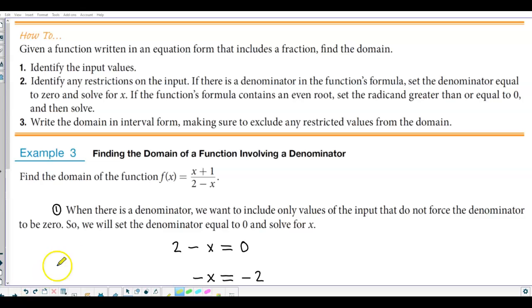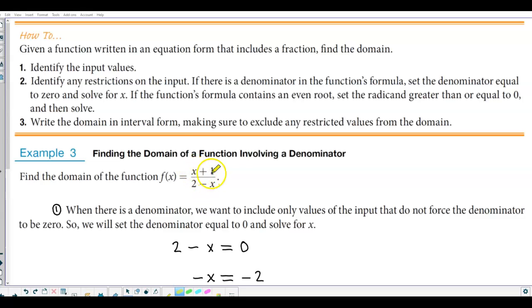Now for example 3, we want to be able to find a domain of a function involving a denominator. So find a domain of the function f of x, which is equal to x plus 1 divided by 2 minus x. Now whenever we have a variable in a denominator, we want to include only values of the input that do not force the denominator to be 0.